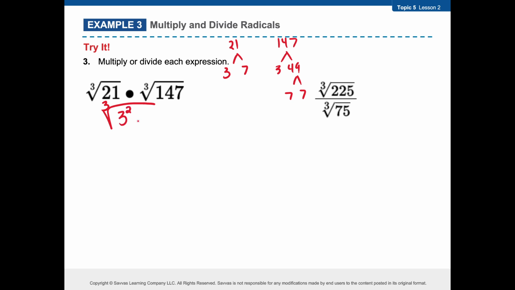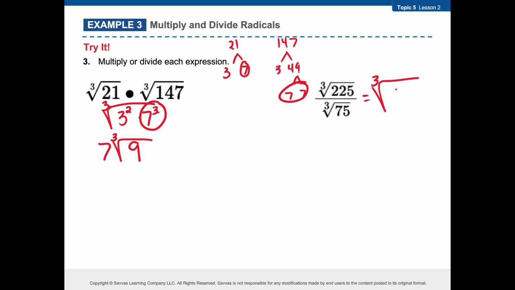I only have 2 3's, and I have 3 7's. So the only thing that's going to be able to come out is this 7 because it has 3, and I need to cube root it. So 7 comes out. Because this 3 could not, it stays inside, and you can just multiply the two numbers together. So 3 squared would be a 9, and that would be a final answer.